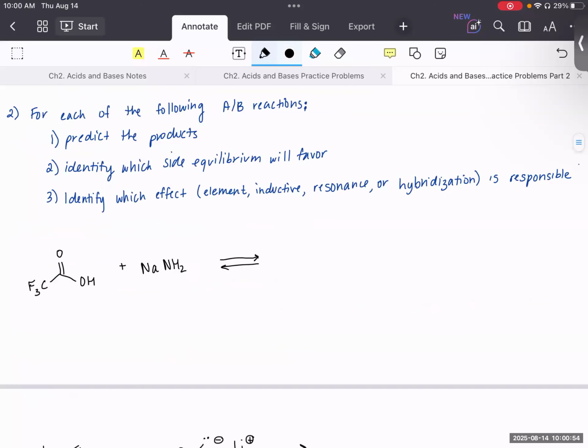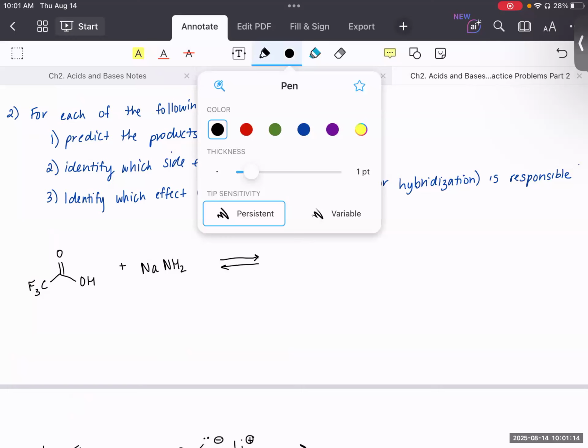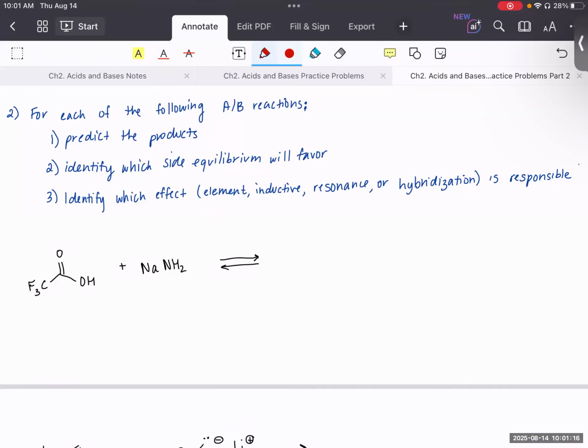All right. For this next set of questions, it's going to be basically the same, except now we're not getting pKa values. And so we have to use those effects from the previous video to determine which side equilibrium will favor. And as a reminder, those are the element effect, the inductive effect, resonance, and hybridization. All right, so to predict the products, first we want to identify our acid and base.